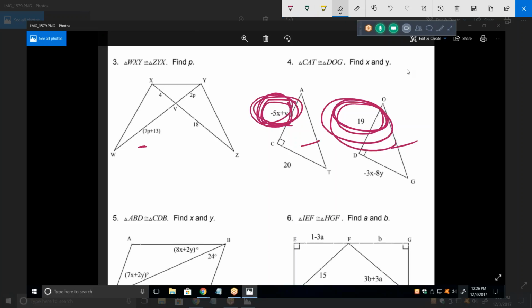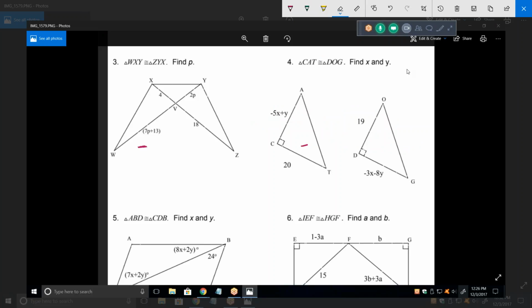So first of all, you have to figure out what their corresponding sides are. What's the corresponding side to AC? OD. Okay, so make those equal. Negative 5x plus y equals 19. Now, notice we can't solve that. That's two variables and one equation. We cannot solve for either x or y.